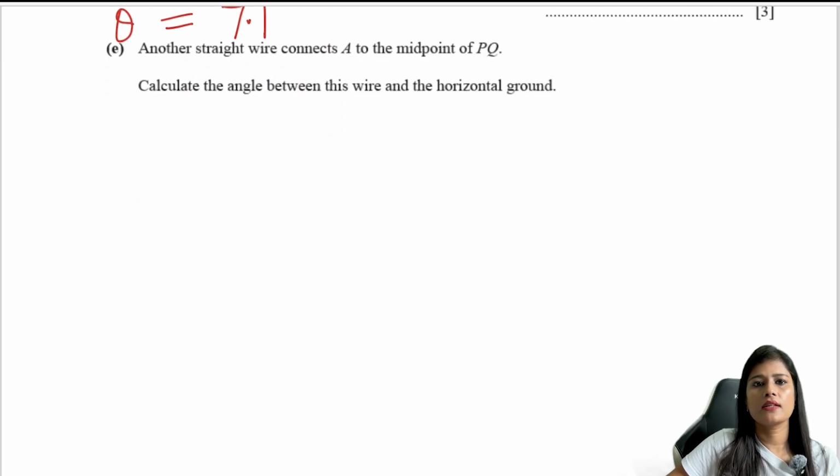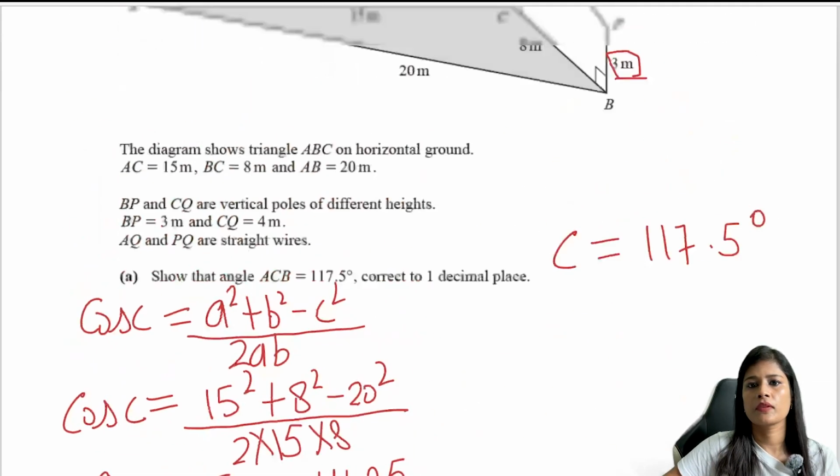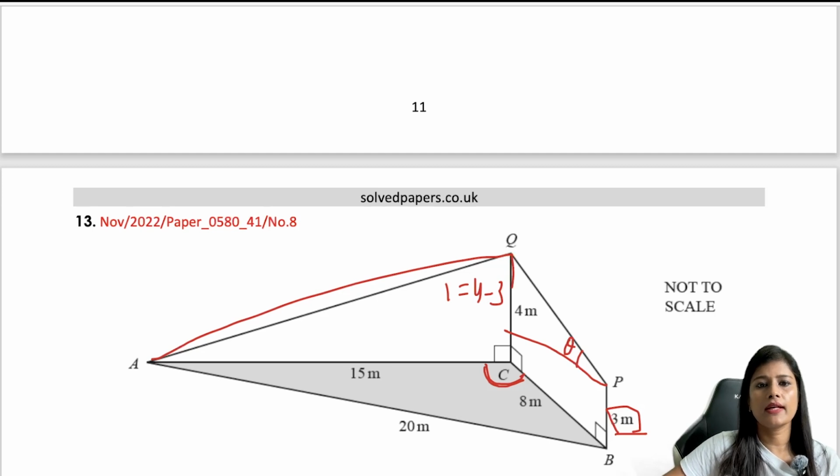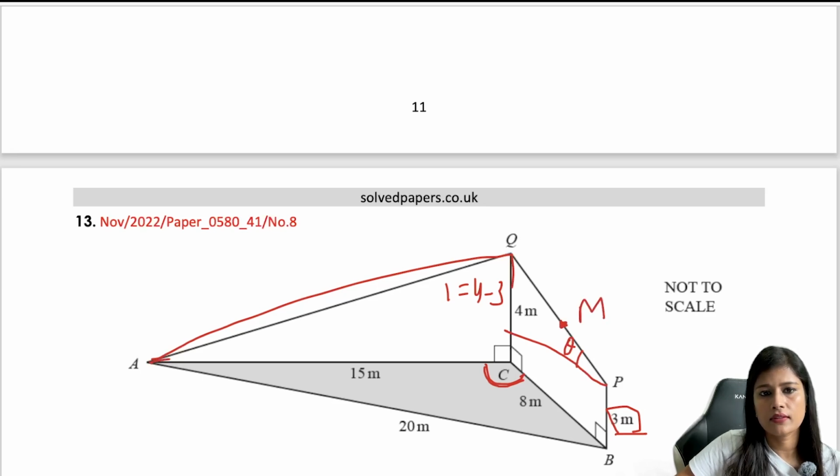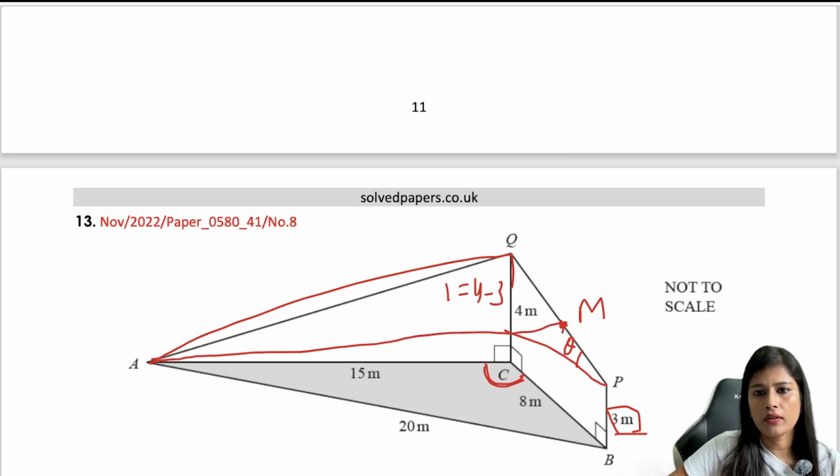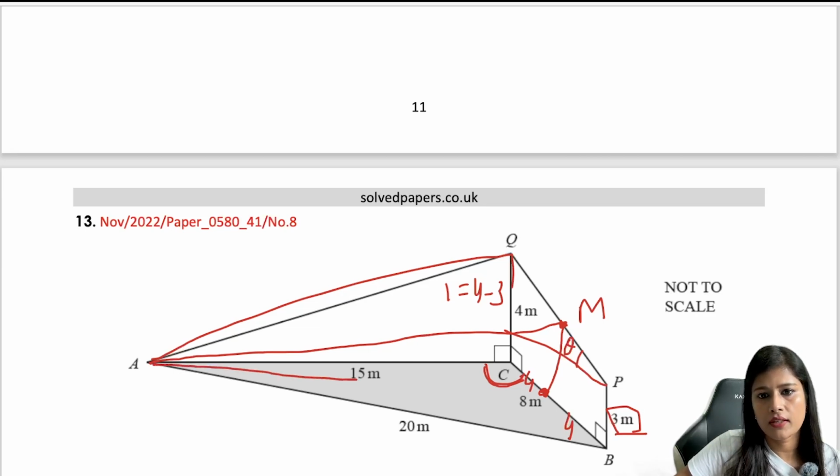Now another part is another straight wire connects A to midpoint of PQ. Calculate the angle between the wire and the horizontal ground. So now we connect this A to midpoint of PQ, means somewhere here. This is the midpoint and we connect this to here. And now I will draw a perpendicular. This is a perpendicular. This angle is 90. So this will be 4 here. This will be 4. This will divide into two parts.